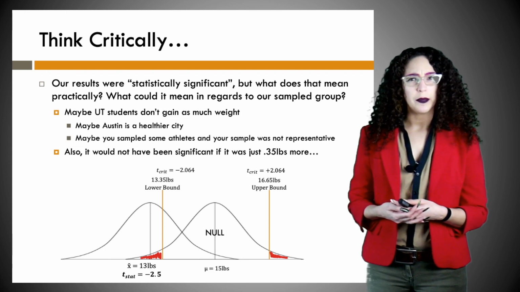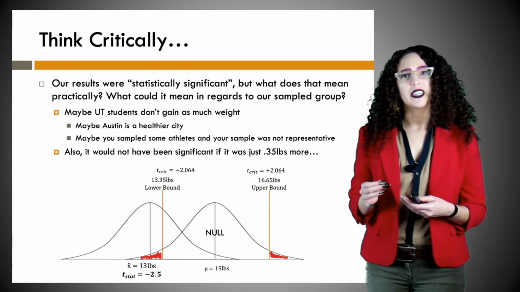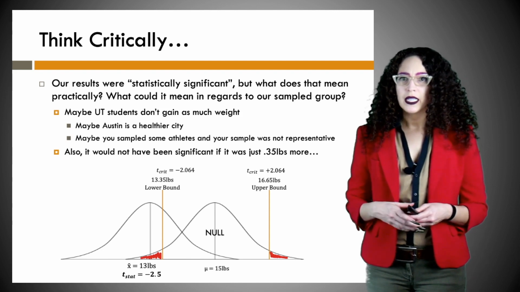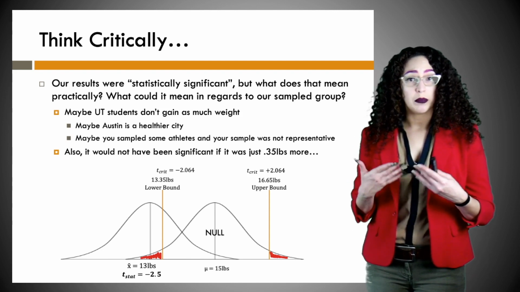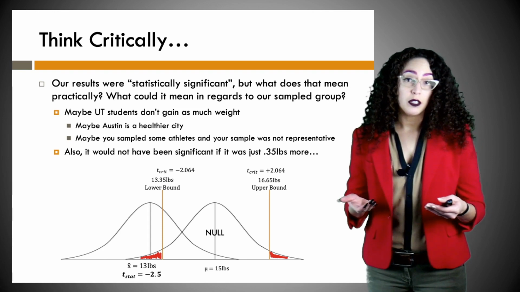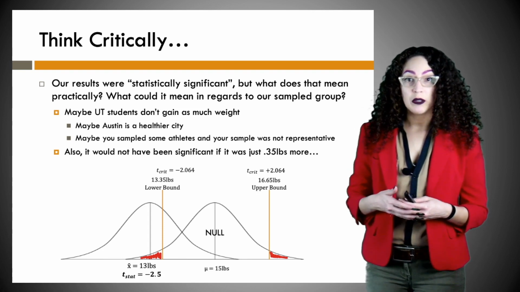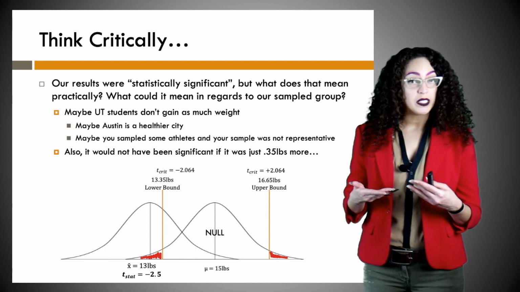Let's think of this critically. Our results were statistically significant at the 0.05 level, but what does that mean practically? What could it mean in regards to the sampled group? Maybe UT students don't gain as much weight. Maybe Austin is a healthier city. Maybe you sampled some athletes and your weight was not representative.